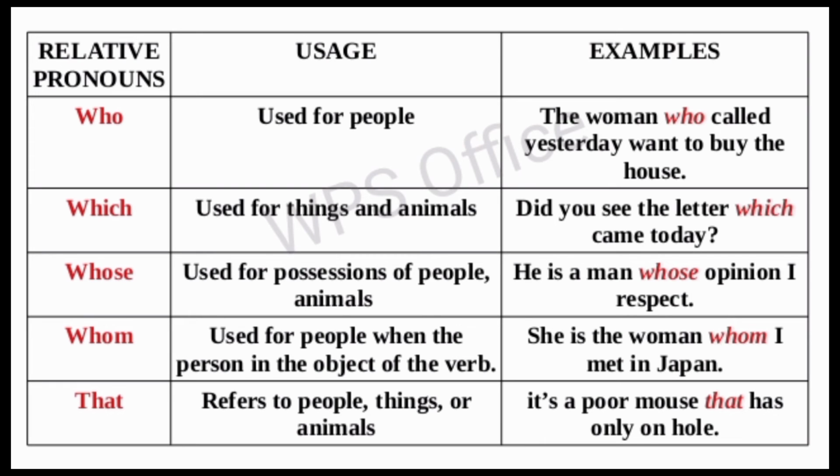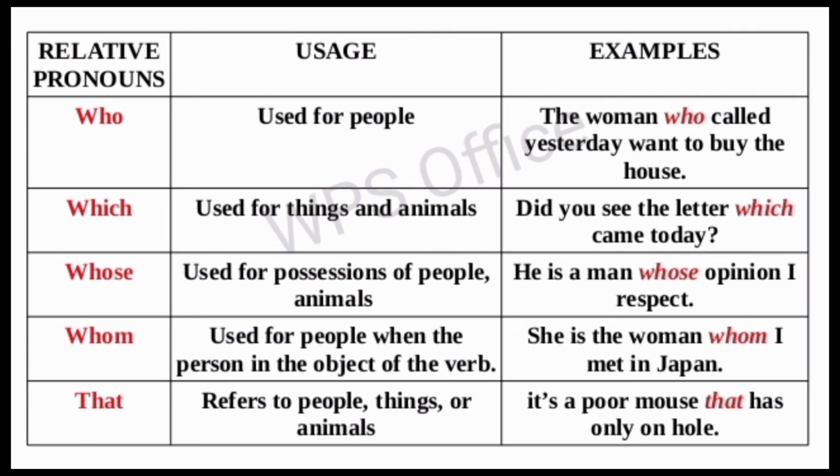Now let's check and understand the table. The first relative pronoun is who. It is used for people. For example, the woman who called yesterday wanted to buy the house. Here we use who as a relative pronoun to relate this sentence. Next, which. It is used for things and animals. For example, did you see the letter which came today? Here, which is used to relate this sentence.